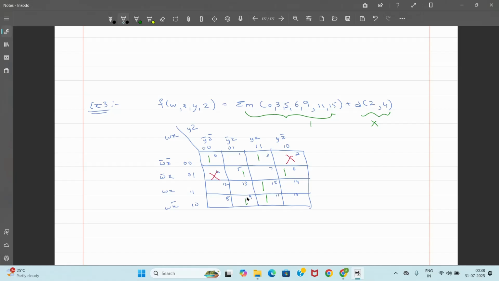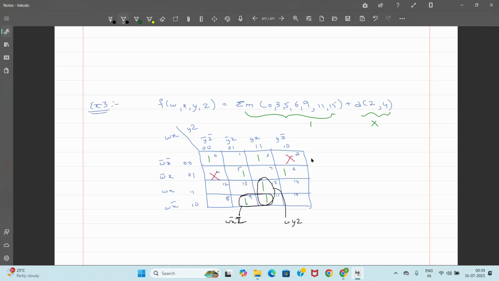For covering this 9, this group becomes important. This 9 cannot be covered with any other cell because it does not have any adjacent cell, right? Similarly, this 15 can be covered only with 11. There is no other possibility for 15 also. So this becomes one group. I'll write the equation. This is W x bar Z. And this is another equation which will be W y Z.